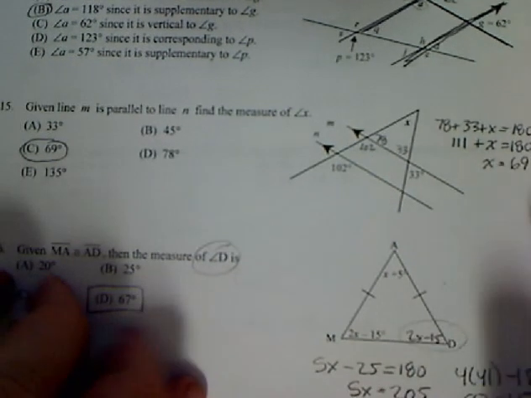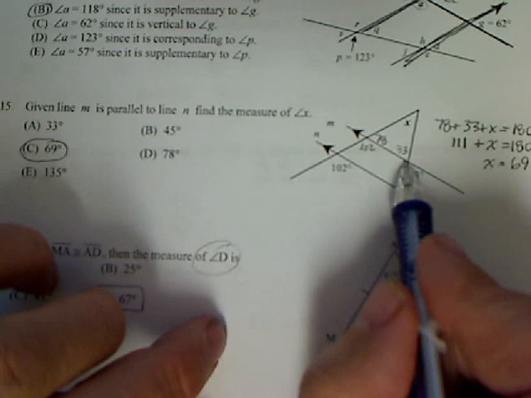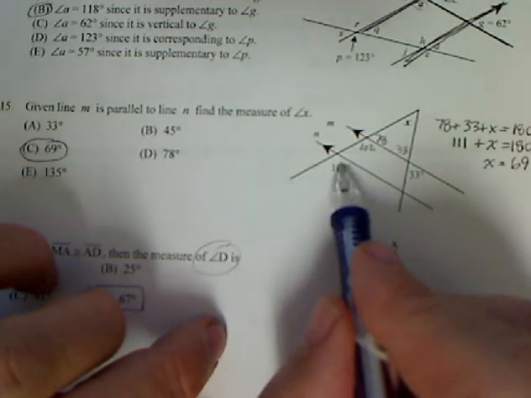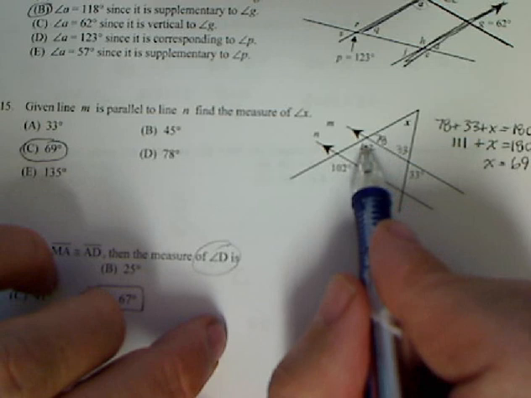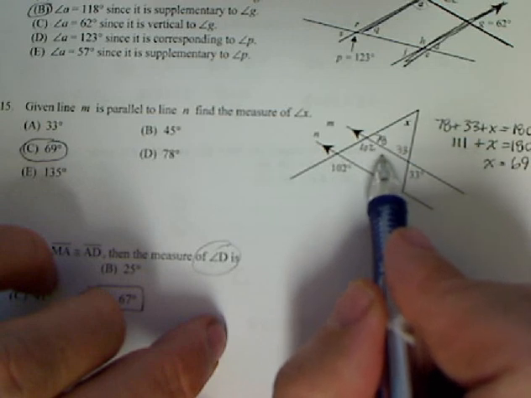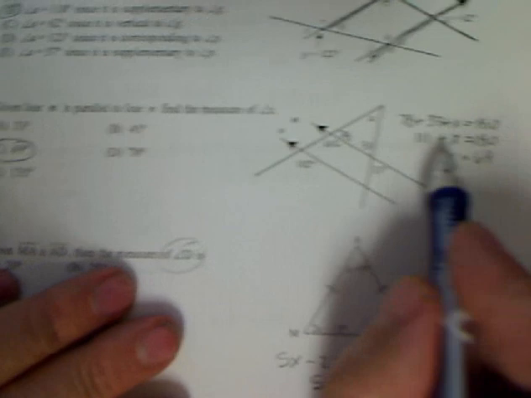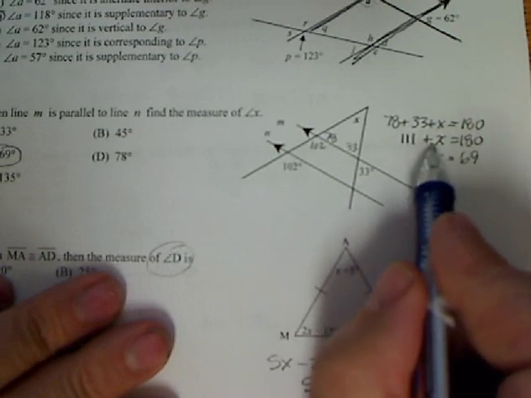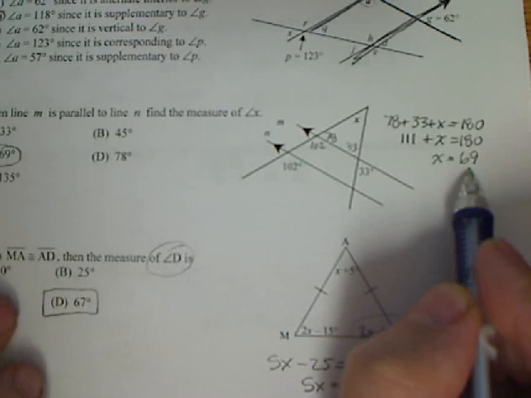For this next one, I'm going to use the idea of vertical angles here. That's 33. Corresponding angles, I slid the 102 up to here. These two have to add to 180, so that's 78. 78 plus 33 plus x equals 180. So 111 plus x equals 180. Solving for x, I get x equals 69. So the answer there was C.